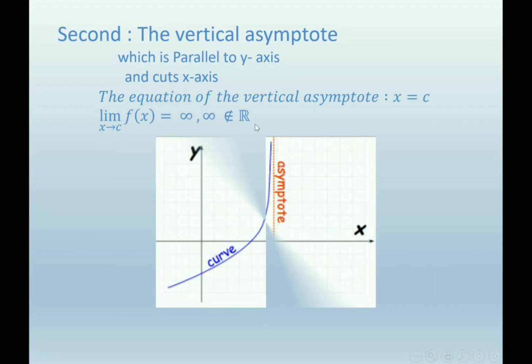This can be clear in that diagram explaining the graph. Look, this broken line passing through x equals c can be called the vertical asymptote. And that curve, when we take the limit of the function as x gets closer to c, the function goes to infinity.